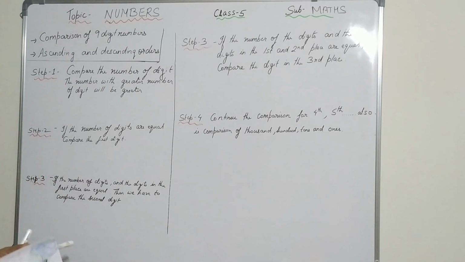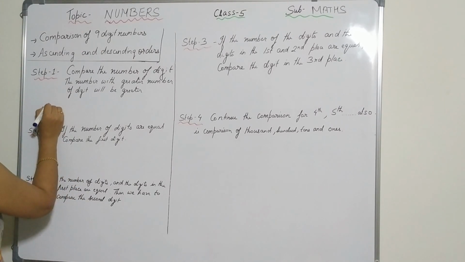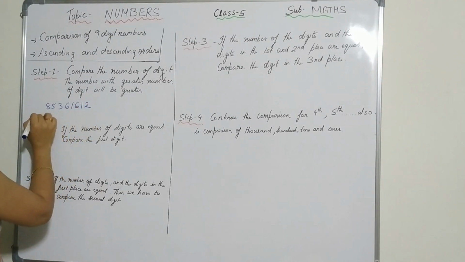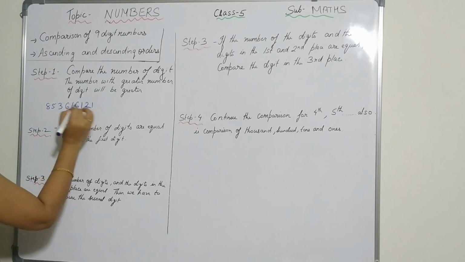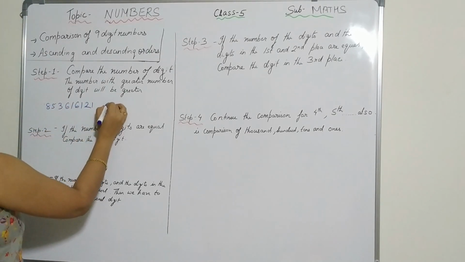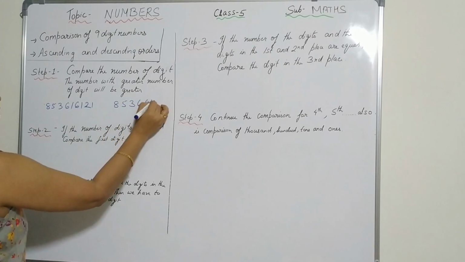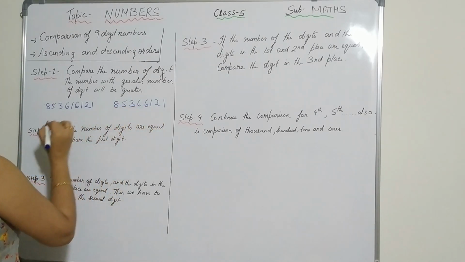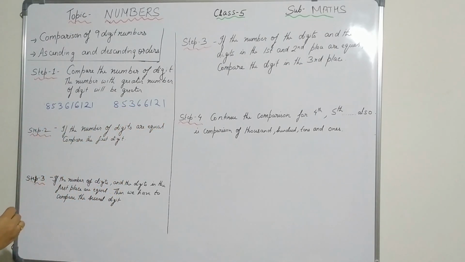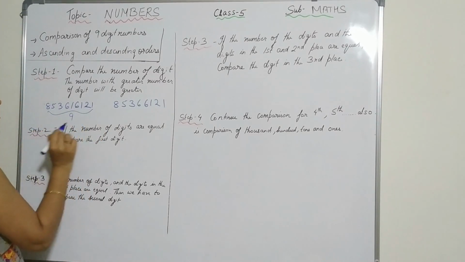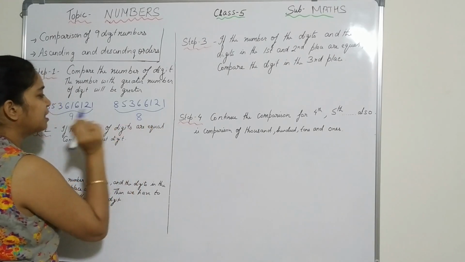For example, we are taking two numbers. 8 5 3 6 1 6 1 2 and here I am taking 8 5 3 6 6 1 2 1. So we have taken a 9-digit number over here, and an 8-digit number over here. First we have to compare: here there are 9 digits, and here I have taken only 8 digits.